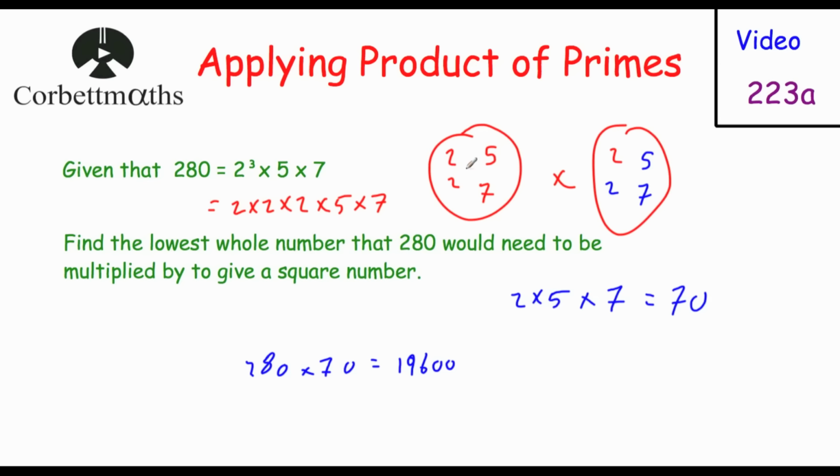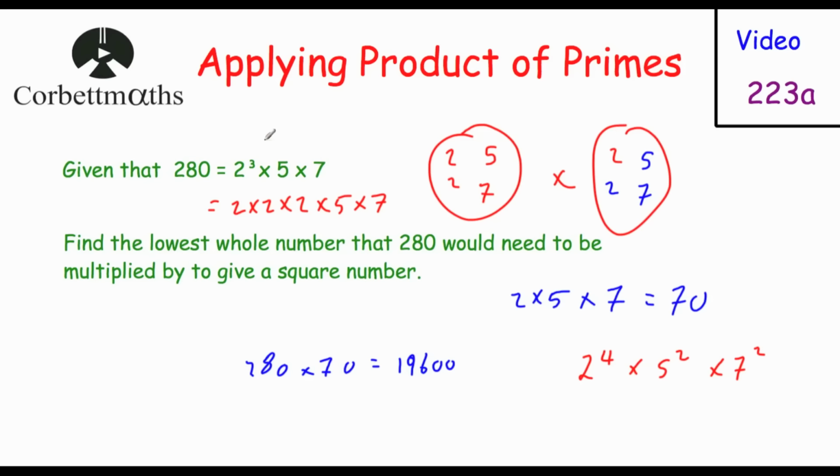And there is a bit of a shortcut. If we take all the numbers in the circles here, 2 times 2 times 5 times 7 times 2 times 2 times 5 times 7, that would be 2 times 2 times 2 times 2, which is 2 to the power of 4, times 5 times 5, that's 5 squared, and 7 times 7, that's 7 squared. If you notice, all the powers are even. So if you want a square number, all you'd need to do is to make all the powers even.